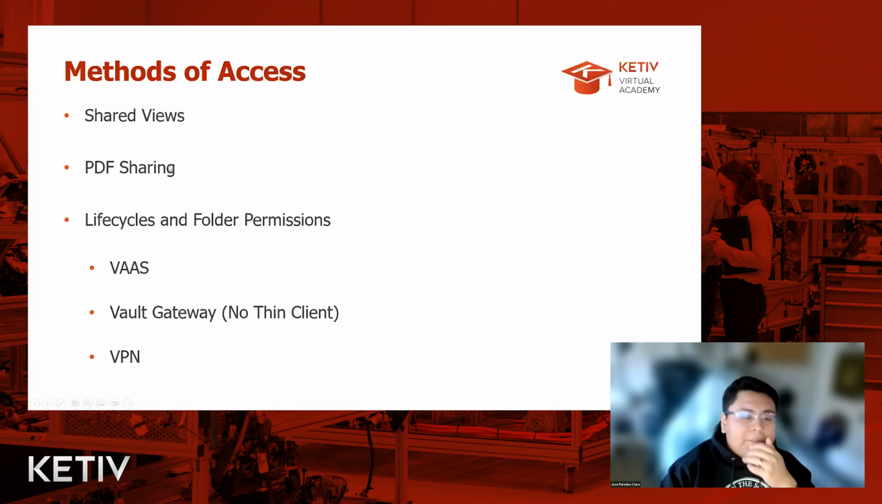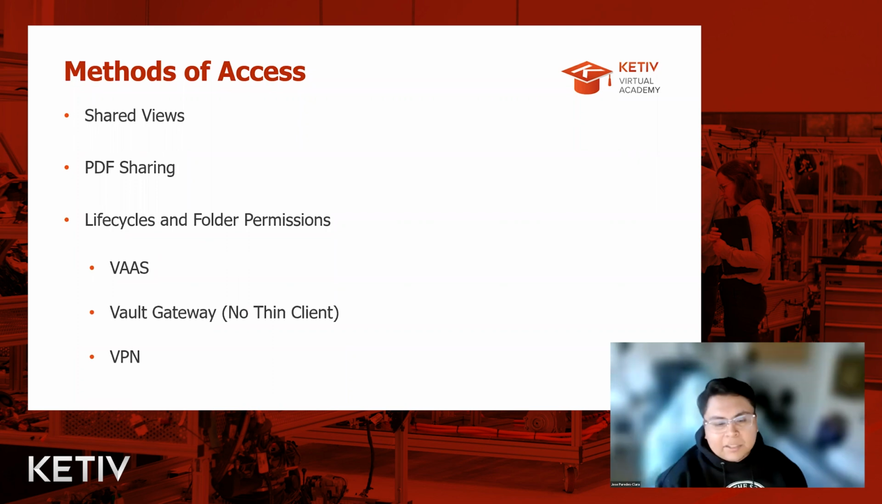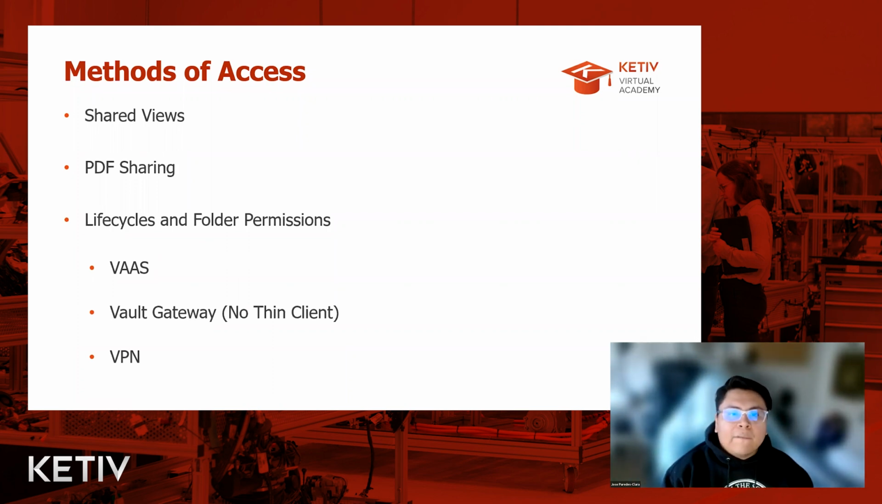So that's shared views and PDF sharing. The third way would be thin client. And for those, there's three different ways that you would enable this access. The reason I say enable this access, or in this case, two ways, so we'll get to Vault Gateway not being one of those, but essentially Vault Thin Client is the free viewer that comes with Vault Professional.